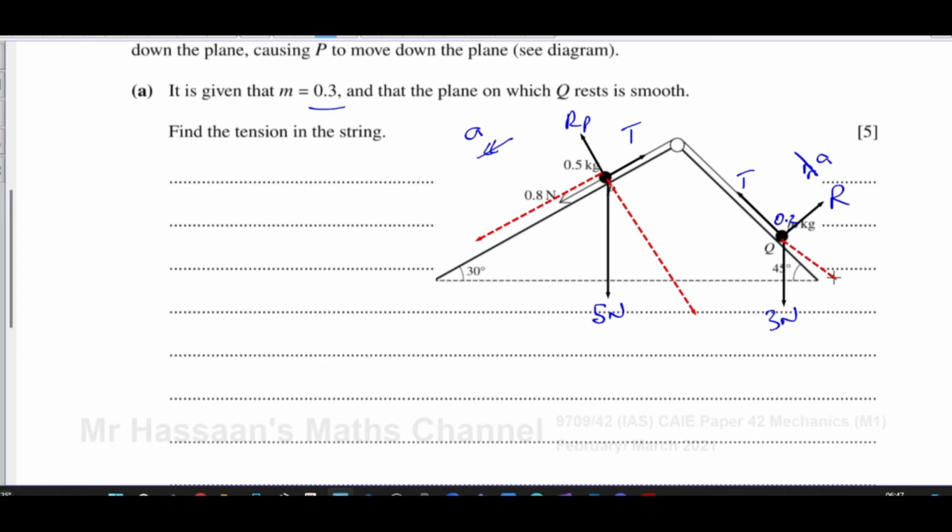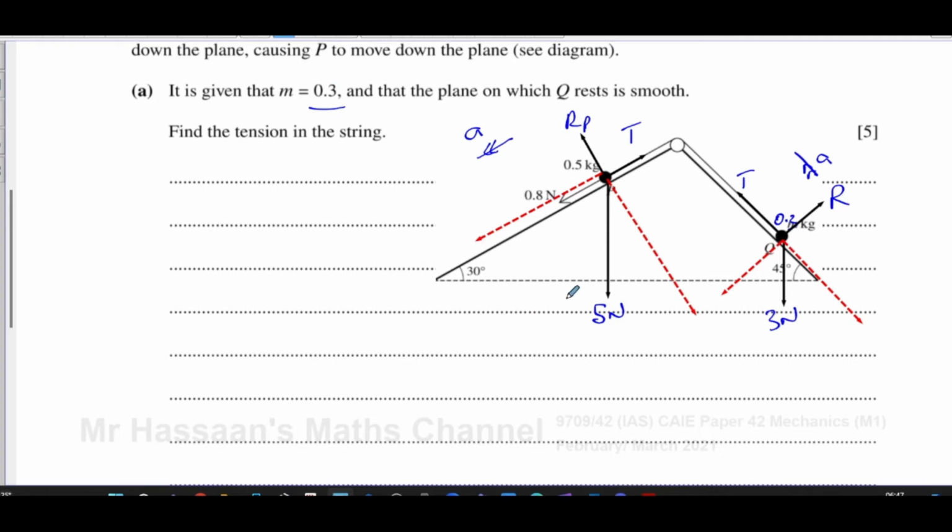I need to resolve this force parallel to the slope and also perpendicular to the slope. You always resolve the forces in those directions, always in the direction in which the object would move or would try to move, and always perpendicular to that.